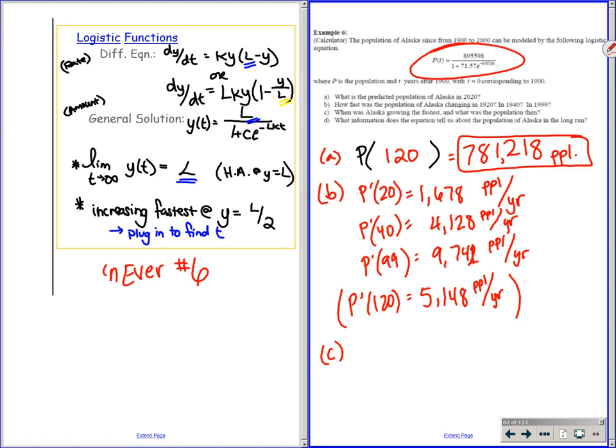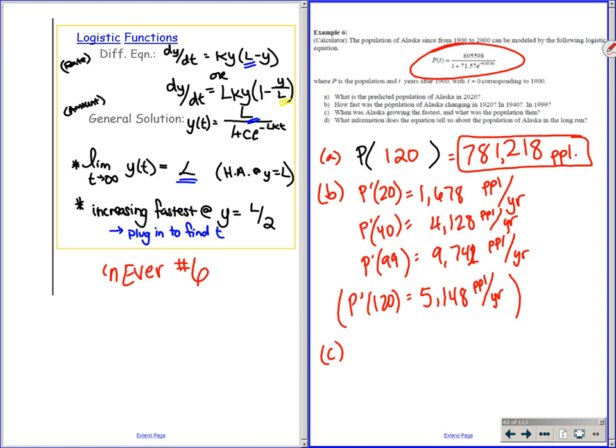So how else do we figure out when Alaska was growing the fastest if we're not supposed to find a derivative by hand? Oh, the "easy" card. I told you it was a thing. Could we go from here and cheat and figure out what the derivative is without actually solving for it by hand? Oh, that'd be cool. Let's do that.